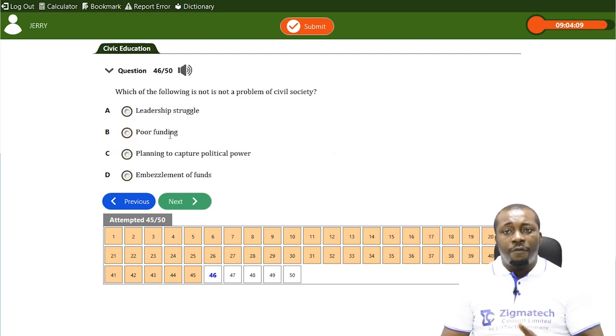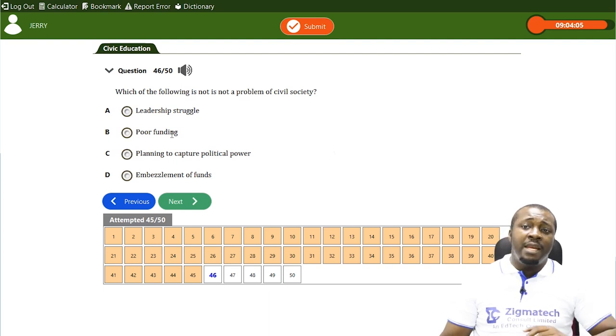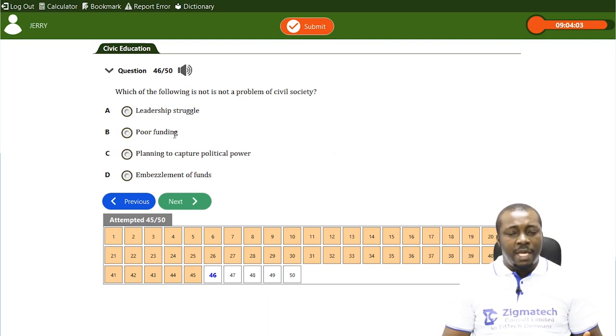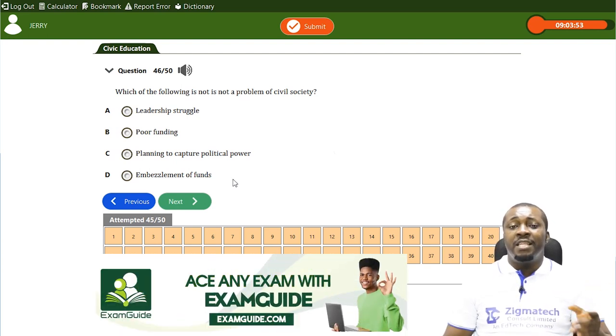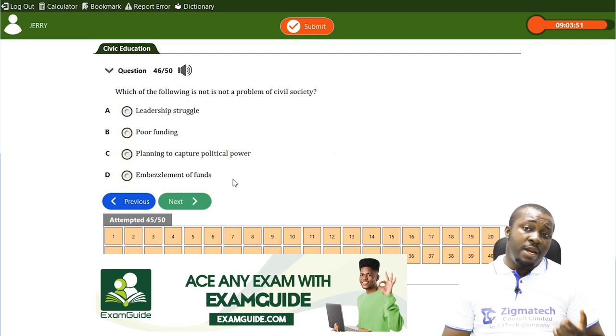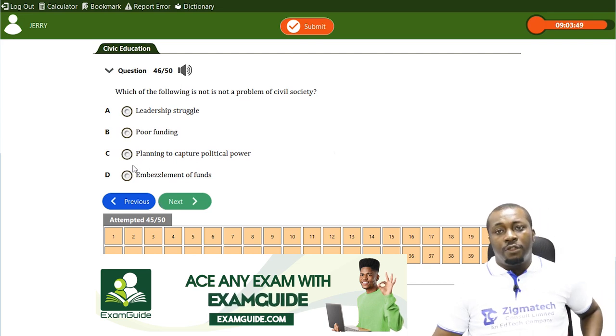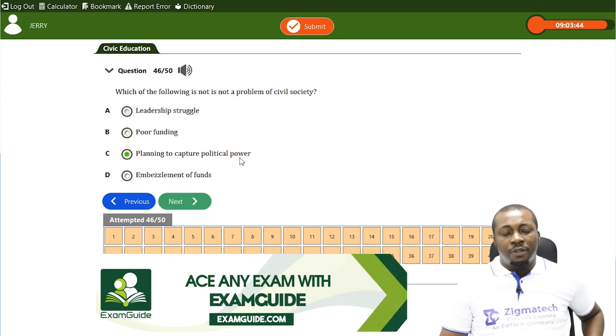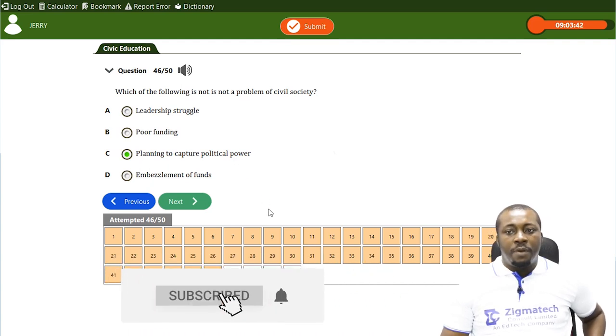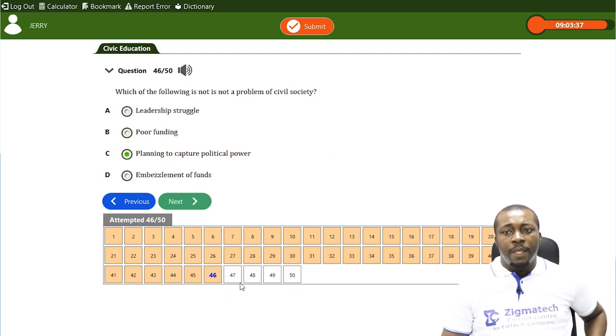It's a problem. Poor funding is a problem because they depend on donation from members and the voluntary donation from well-meaning individuals. So it's not even a business that makes profit. Now, this is embezzlement of funds. Now, they have some corrupt leaders that even embezzle the small money they make from donations. Now, the answer is D, planning to capture political power. Civil societies are not planning to capture political power. They are not political parties, so it's not in their interest, so it's not their problem.